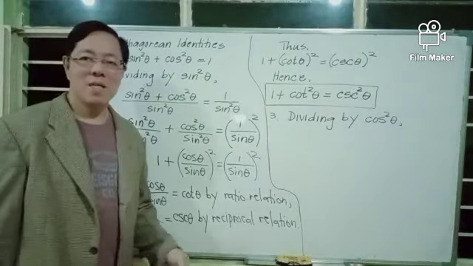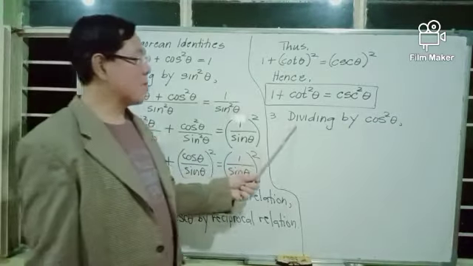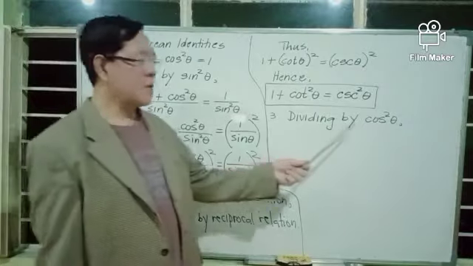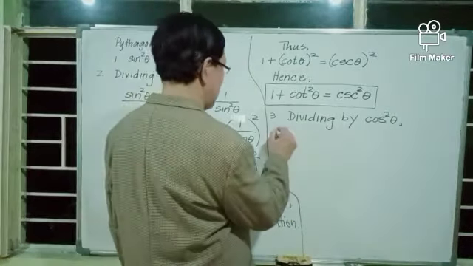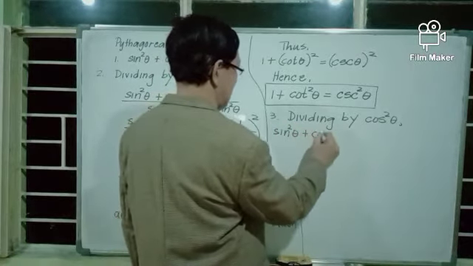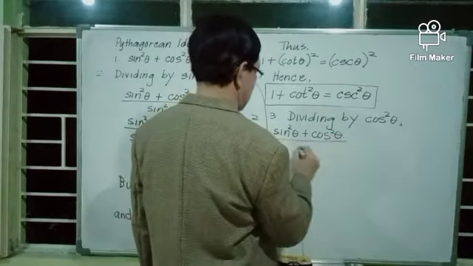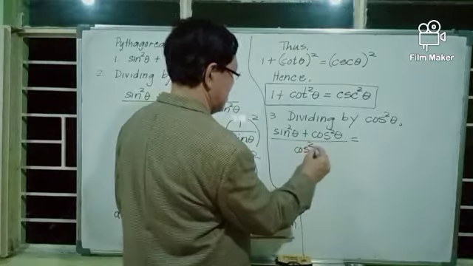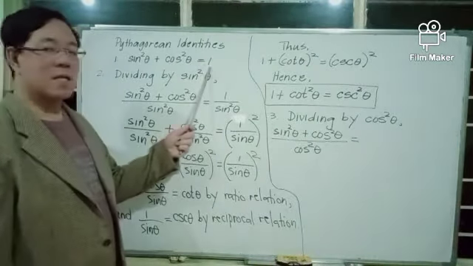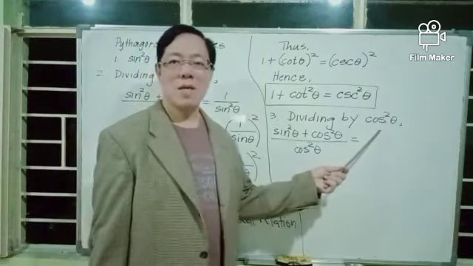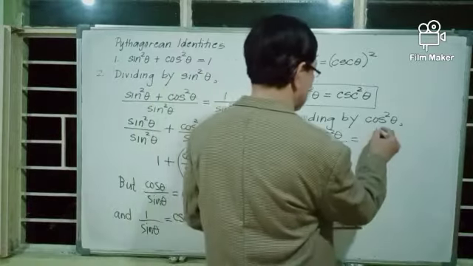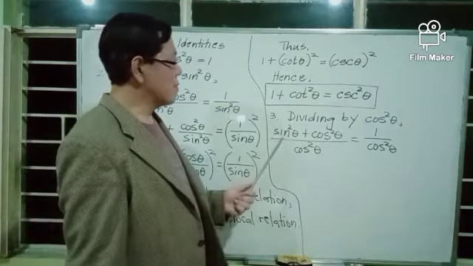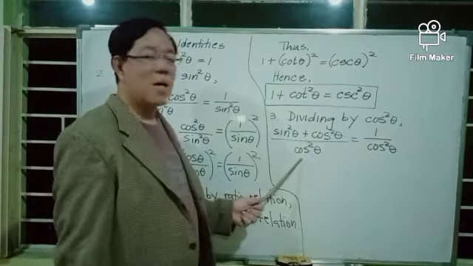We derive the third Pythagorean identity from the first Pythagorean identity by dividing both sides by cosine squared theta. Sine squared theta plus cosine squared theta, we divide by cosine squared theta. And we do the same for the right hand side. 1, we also divide by cosine squared theta to maintain the equality. At the left-hand side, we divide each term in the numerator by cosine squared theta.